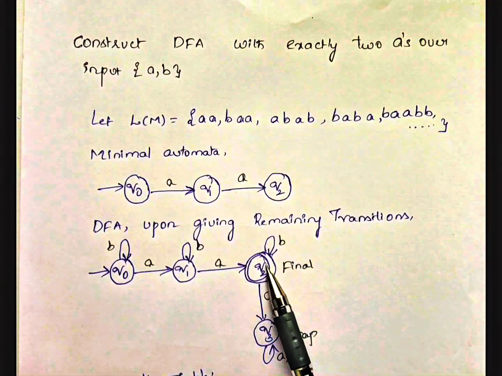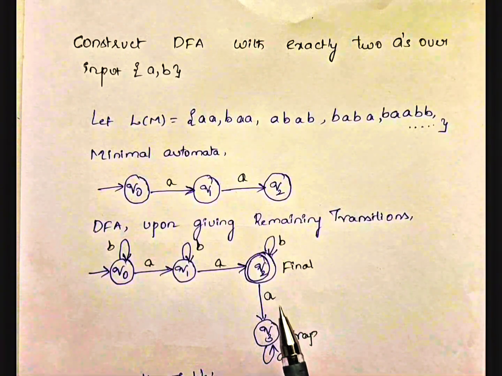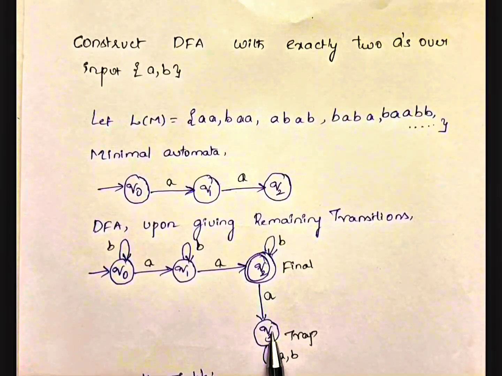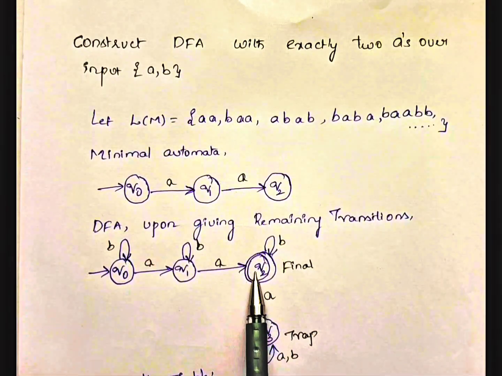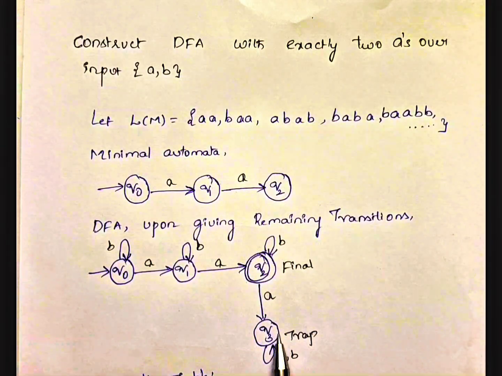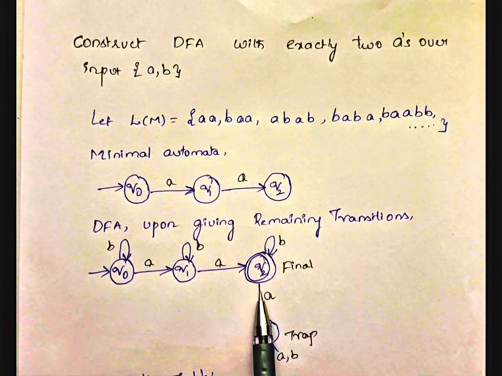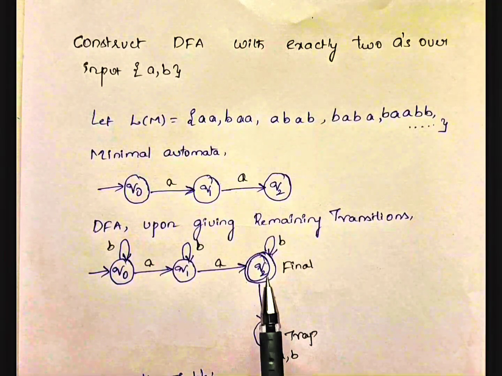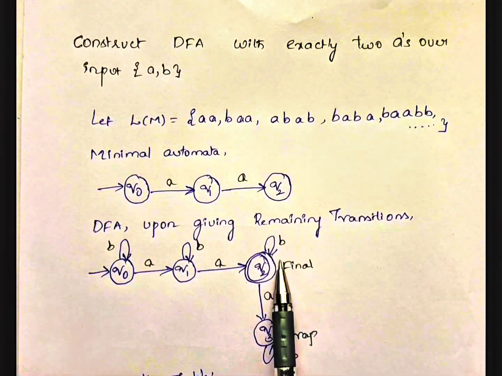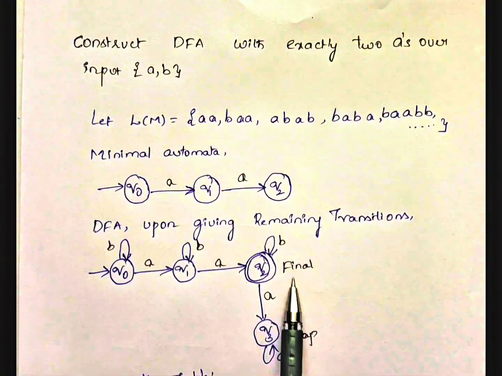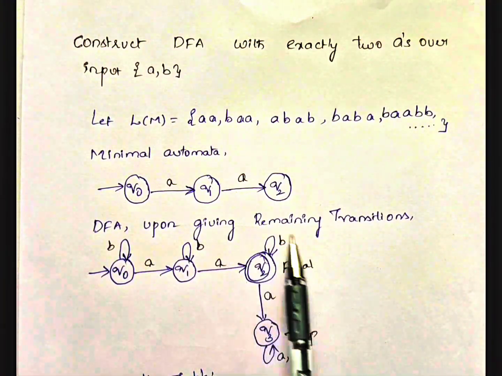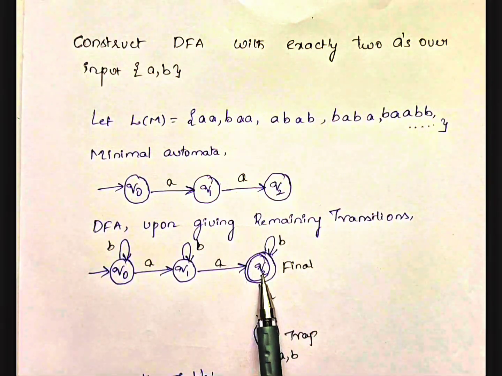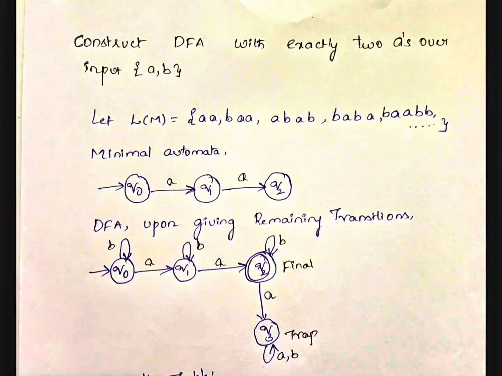Similarly, Q2, which is a final state, should be given the B and A transitions. Q2 upon reading A will be connected to the trap. Since our language contains exactly two A's, a third A should not be in the language. So Q2 upon reading the third A should be connected to the trap state, which is Q3. Similarly, Q2 upon reading B can be connected to the same state, so that the string will be BA, BA, B. Any number of B's are accepted in this DFA, so it will be connected to the same state. So this is a complete DFA.